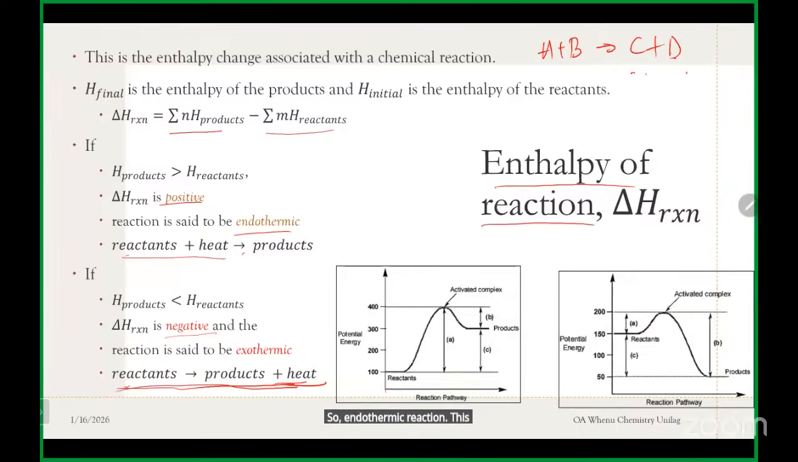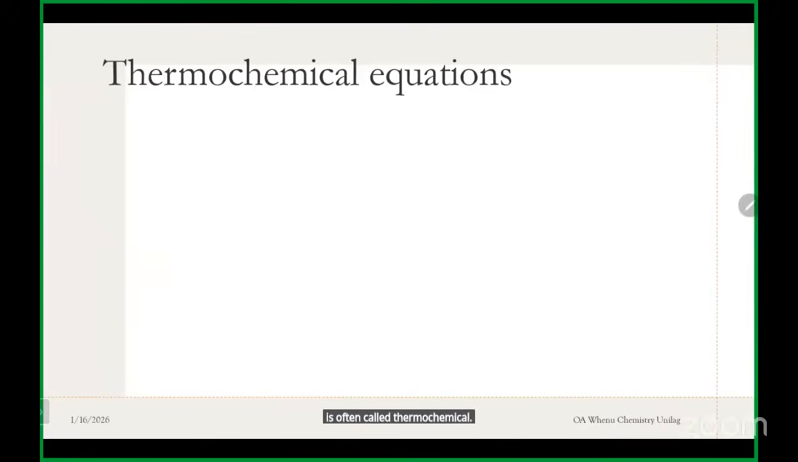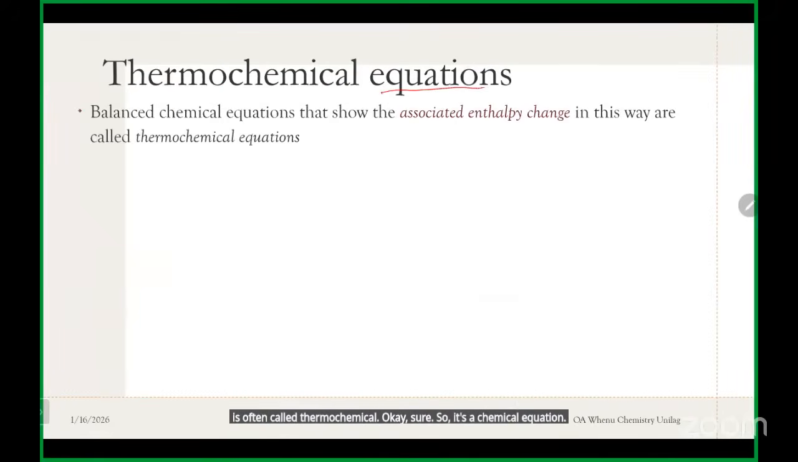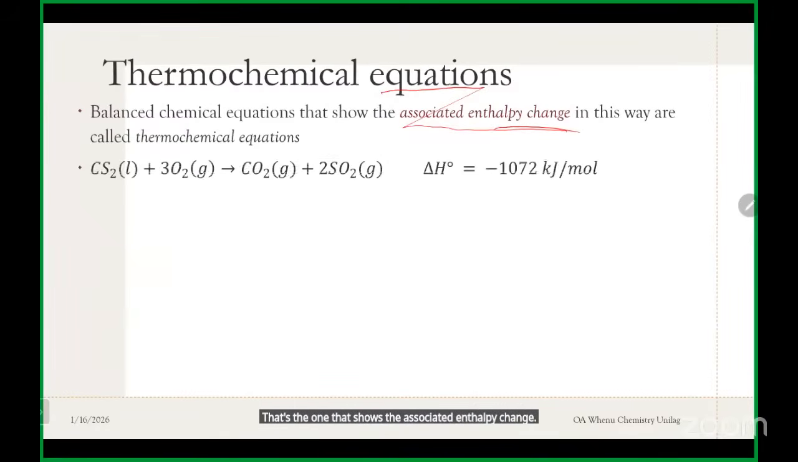This expression that I wrote here is often called a thermochemical equation. So a thermochemical equation is the one that shows the associated enthalpy change in the equation. So for example, in the combustion of carbon disulfide to give carbon dioxide and sulfur dioxide, it has been measured that the enthalpy change for that reaction, the heat release, is negative 1072. So the negative here tells us that it's an exothermic reaction, which means this reaction produces heat.